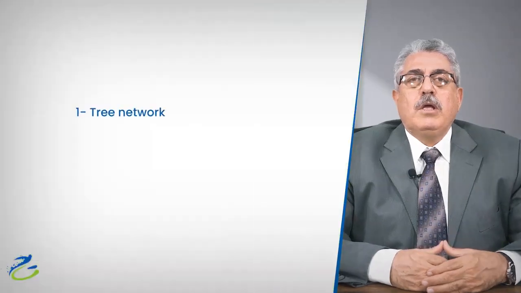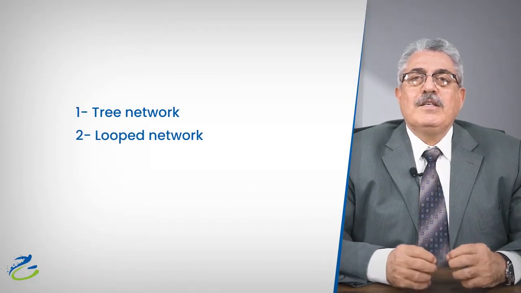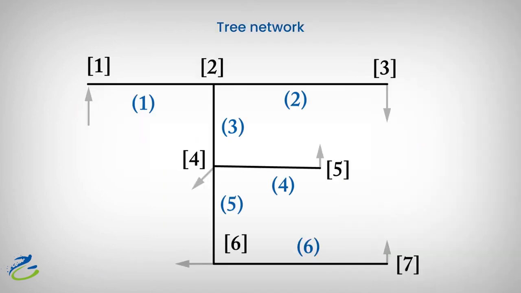Another issue is network topography, which is the relation between nodes and pipes. Here we have two main categories, tree network and loop network. This is an example of a tree network where you don't have closed loops and water is coming from node 1 to supply nodes 3, 4, 5, 6, and 7.